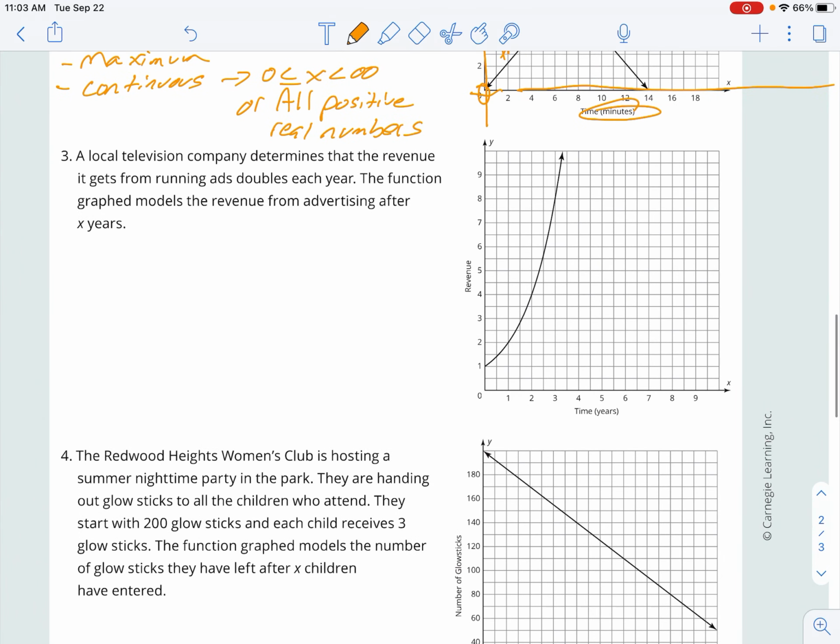Number 3, first thing I notice is that curve is an exponential curve, okay? It is only increasing.